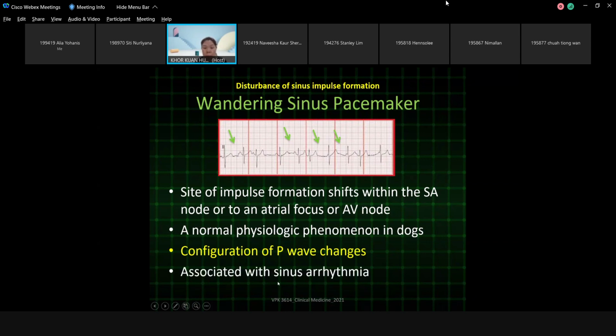Sometimes it can be associated with sinus arrhythmia, let's say if it happens with respiratory sinus arrhythmia. What you need to do is repeat the ECG later and see whether you still get this wandering sinus pacemaker or not. If it goes back to a normal trace, then this is actually not a problem. It could be that during the 5 minutes you recorded from the ECG, the dog or the cat was very stressful, and now when you repeat it, there's nothing there. If it is a true wandering sinus pacemaker, normally you get clinical signs from the patient as well.